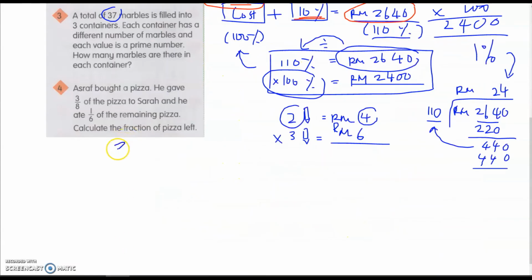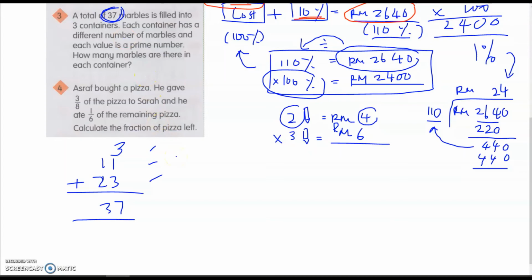So let's add them up, 3, 11 and 23. Because 3 containers, so we have 3 numbers. So you see the total is 37. As long as the total is the same as 37, you are correct.